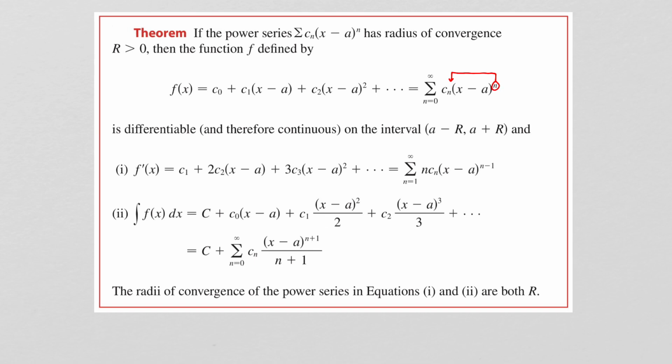Same thing is true for the antiderivative. So how would I take the antiderivative of a term like this? Well, you take the power and you add 1 to it, so you get n plus 1, and then you divide by that power. So you can find power series for the derivative and antiderivative of a known function by taking the derivative or antiderivative of the power series. This is an extraordinarily important theorem in analysis. Let's take a look at an example.